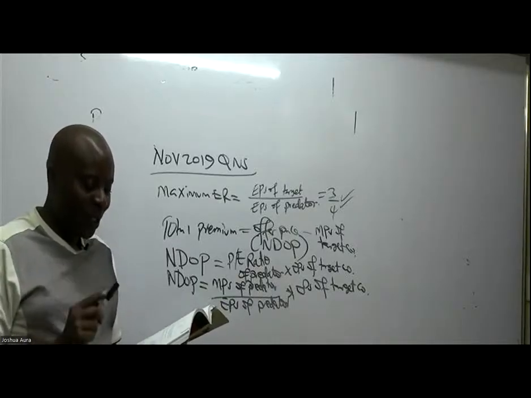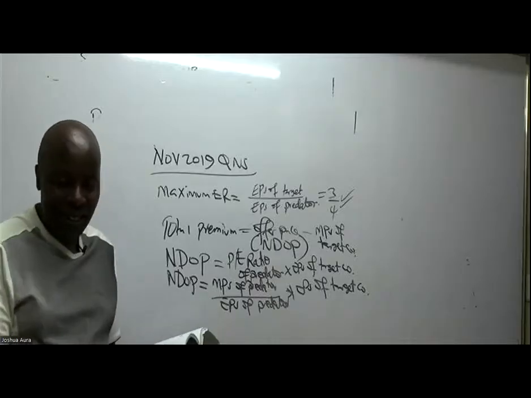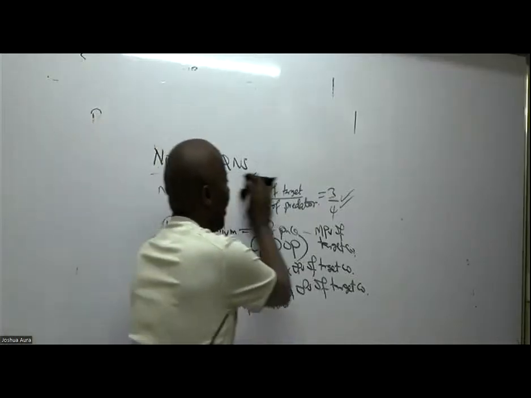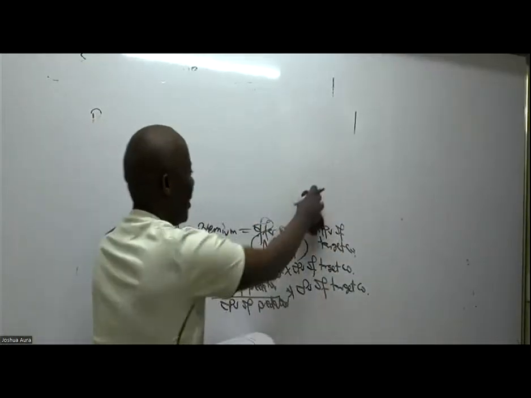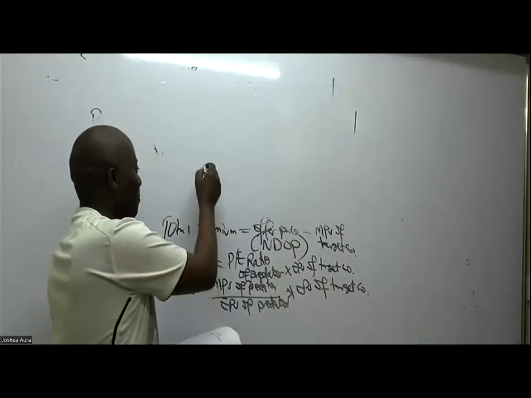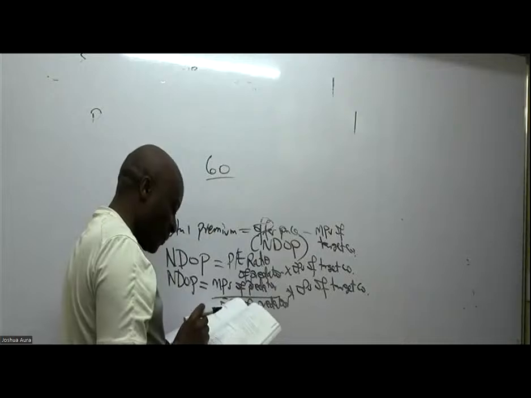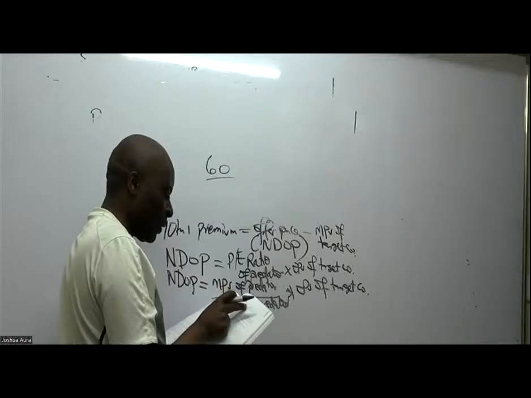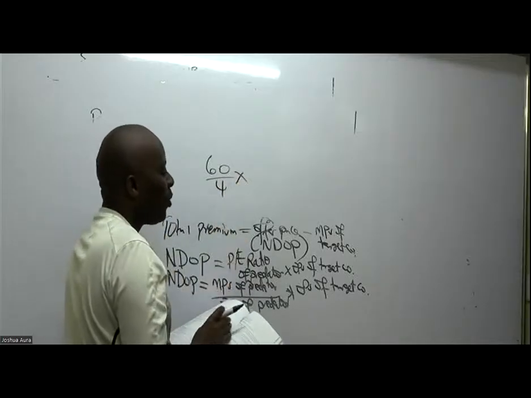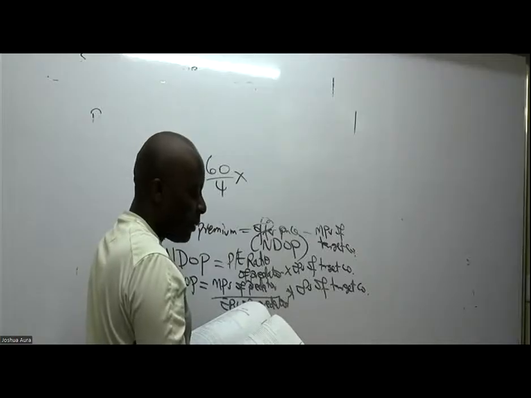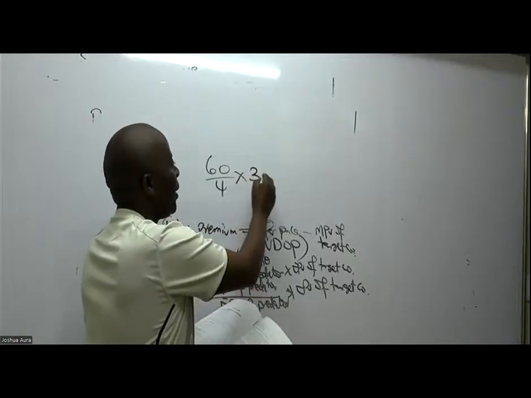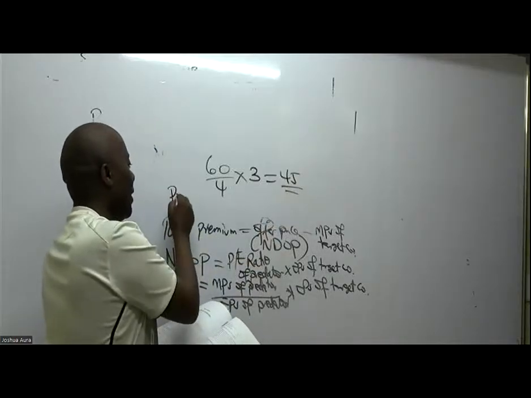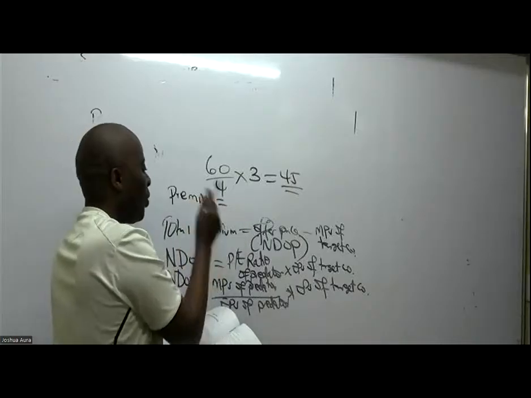I'll take 60 divided by EPS of company A, which is 4. Times, ladies and gentlemen, what do we have here? EPS of the targeted company, EPS of company 2, which is 3. This is how they were able to get the 45.